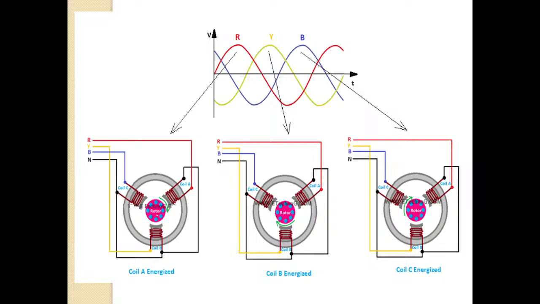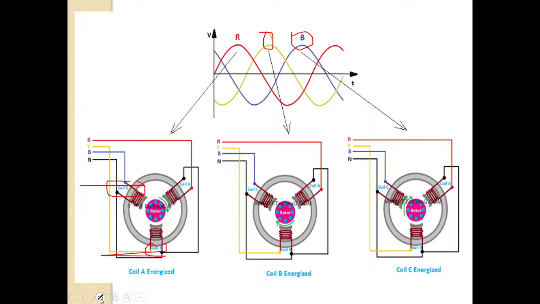Now if a three-phase AC supply is applied to the stator windings, then according to the nature of the supply, first coil A will be energized. Why? Because R becomes the peak value first. R is getting the higher peak value, therefore coil A gets energized. Next, coil B gets energized, because after R, Y becomes the peak value. Later coil C will be energized, because at last B gets its peak value.